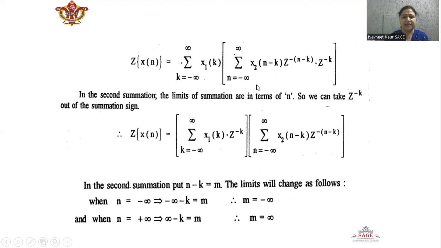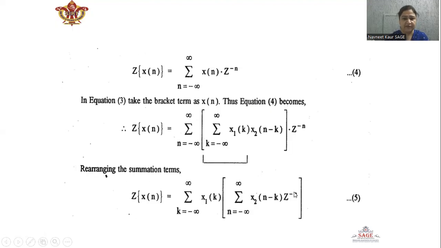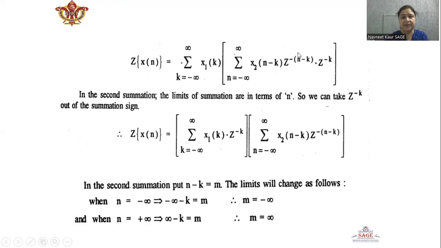Now, z raised to power minus n can be multiplied by z raised to power k and z raised to power minus k. Since the product of z raised to power k and z raised to power minus k will be 1, it will not make any change to the term. So, I'll merge z raised to power plus k with z raised to power minus n, and z raised to power minus k will be written in separate form. Now, since z raised to power minus k is independent of n, I can take it out of the summation sign. So I'll take it as z raised to power minus k, which will be merged with the first summation. And here I'll get x2(n minus k), z raised to power minus (n minus k).